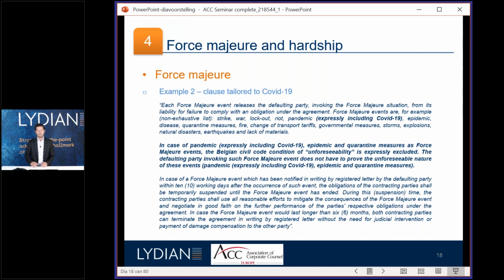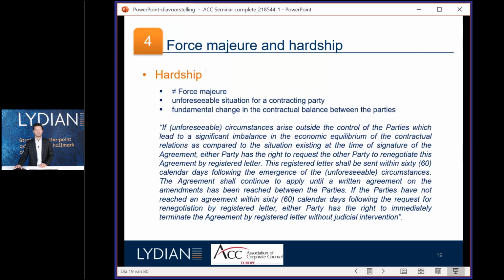The second example is tailor-made to COVID-19, where of course clients will also want to take into account the consequences of COVID-19, and they want to expressly include the consequences of COVID-19 also for the future, whereas this is not compatible with the concept of force majeure, because the condition of unforeseeability is not fulfilled. That's why we have also added that in bold in this clause, which we have provided to clients in order to insert that going forward in their agreements.